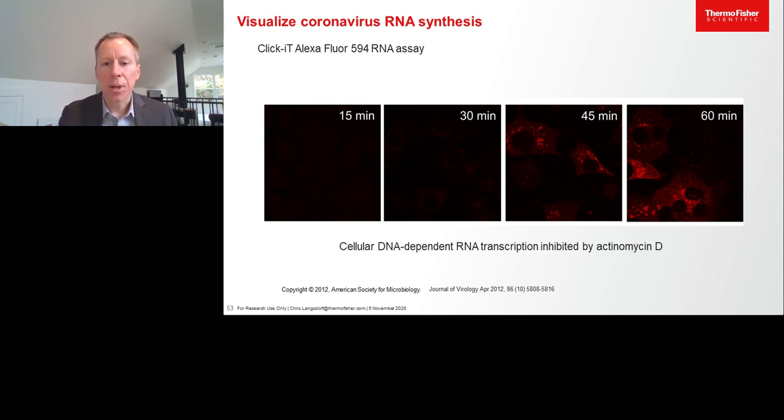This can become valuable for studying the transcription of viral RNA if we treat our host cells with the compound actinomycin D, which inhibits the cellular DNA-dependent RNA transcription. And so in this case, we're only visualizing synthesis of coronavirus RNA in host cells by the RNA-dependent RNA polymerase. So we can see over time that this coronavirus is very rapidly producing its own RNA, and we see the nucleus is dark because we have blocked the ability of the host cell to transcribe its own RNA.